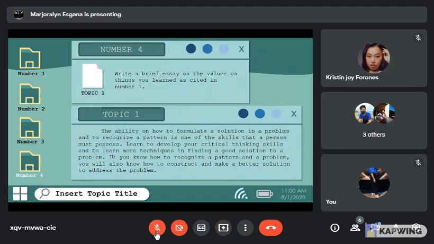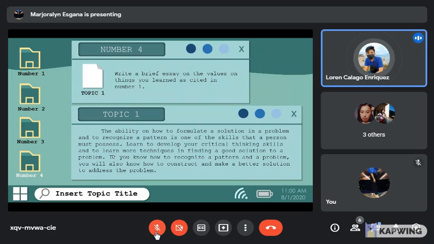So the last question, to be answered by each member of the group: write a brief essay on values and things you learned as cited in number one. The first is the ability to formulate a solution to a problem and to recognize a pattern, which is one of the skills that a person must possess. Learn to develop your critical thinking skills and learn more techniques in finding a good solution to a problem.